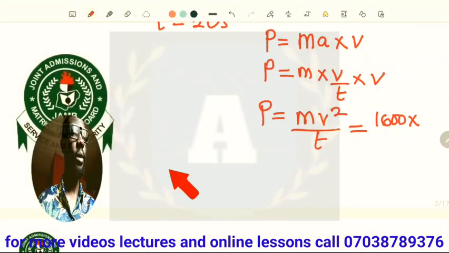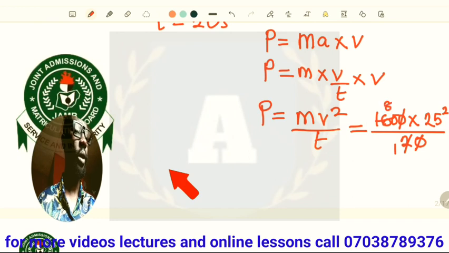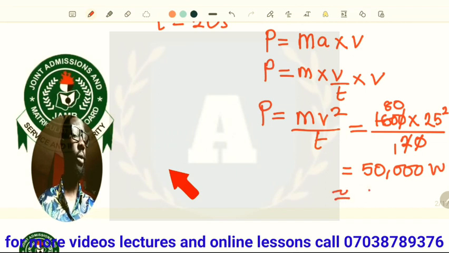So now velocity is 25, then squared, divided by the time, which is 20. 0 cancels 0, 2 here is 1, and 2 here is 80. 25 squared is 625. Then multiply by 80. That is 50,000 watts, which is equivalent to 50 kilowatts.